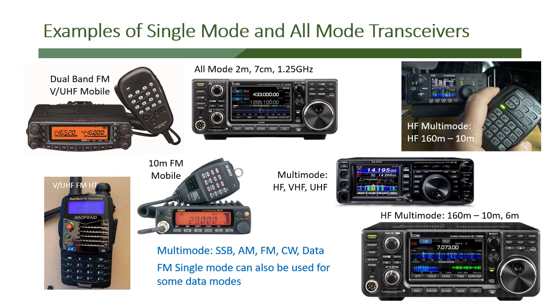Then we have the FT991A, which is one of my radios. By the way, the G90 is also a radio I own. And it's what was called the Shack in the Box because it does not only HF, it also does VHF and UHF. It's all mode. So you can operate repeaters from that as well as do SSB. And then we have an ICOM 7300 below that, which is also an HF multi-mode to 160 meters, 10 meters, and 6 meters.